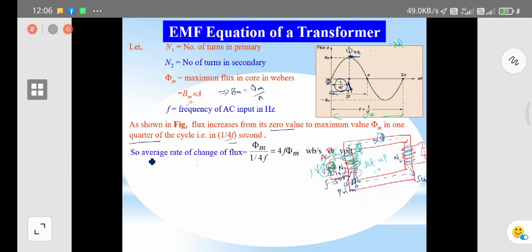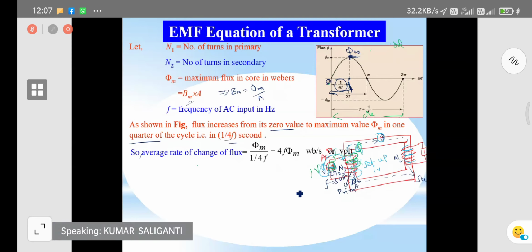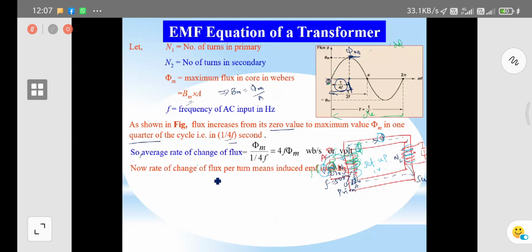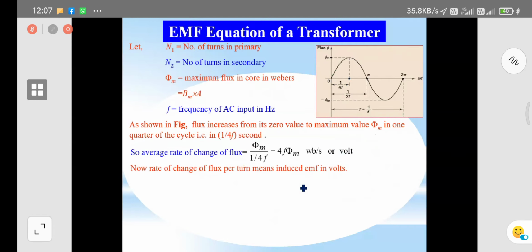So the average rate of change of flux is phi m by 1 by 4f. So there is 4 into f into phi m in Weber per second or volt here. Now rate of change of flux per turn means induced EMF in volts. Let us take this one.